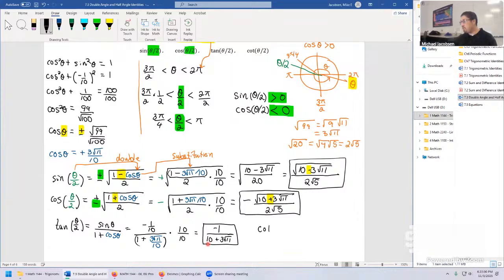So in one step, cotangent theta divide by 2 is the reciprocal of what we got for the tangent value. So it's 10 plus 3 root 11 over negative 1. Here, when you have something just divided by a negative sign, it's a good idea to just distribute into the numerator. So the overall result is negative 10 minus 3 root 11. So that's our last value for cotangent.